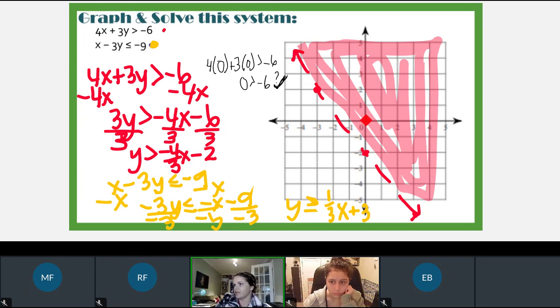Okay, let's go ahead and graph this one then. Nope, you only flip it when you multiply or divide by a negative number. If you multiply or divide by a positive number, you can leave it.